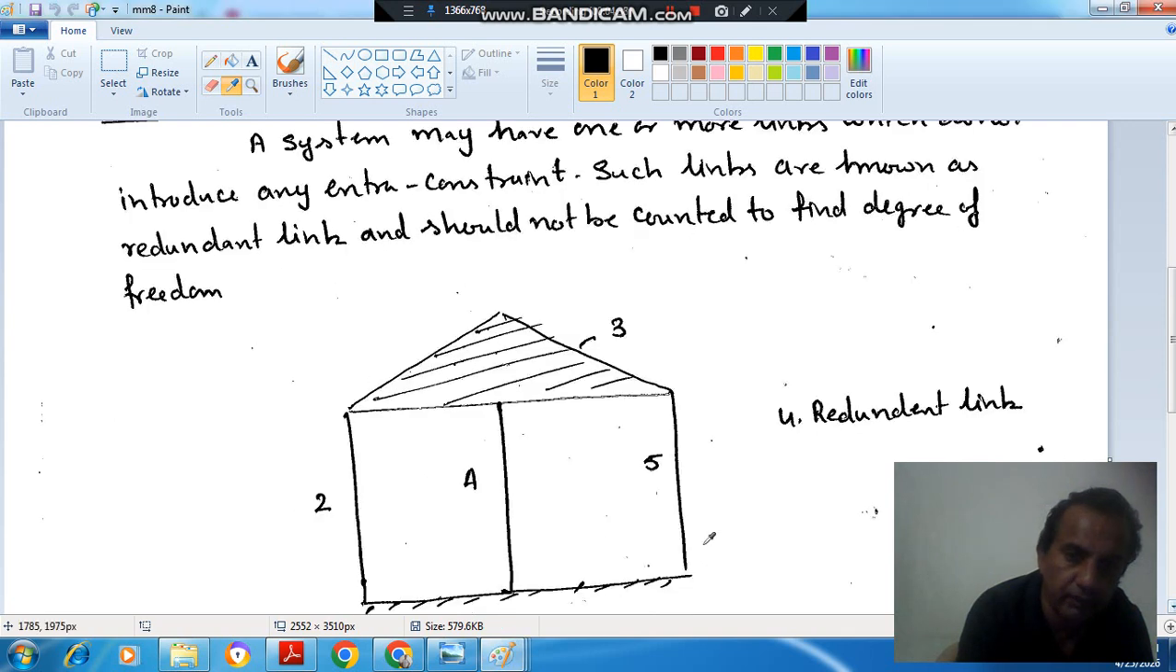Suppose here we have this linkage. This is link 1, this is link 2, this is link 3, this is link 4, and this is link 5. So here, if we don't have this link 4, then it will be a 4 bar mechanism. So introduction of this link 4 will not affect the relative motion of 5 with respect to 2. So this is a redundant link. Its presence will not affect any relative motion between 2 and 3, between 3 and 5, between 5 and 1, and between 1 and 2. So it is a redundant link.